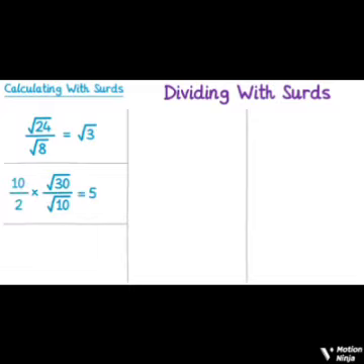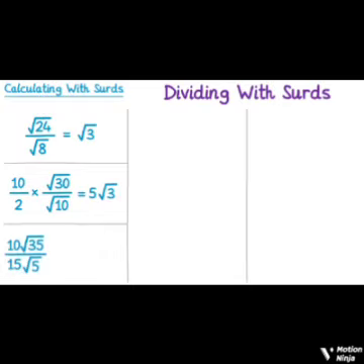Then if we move on to the surds, we have square root 30 divided by square root 10, and the division rule tells us this is the same as square root 3, since 30 divided by 10 is 3. So the answer to this question would be 5 root 3. Now let's try another one.